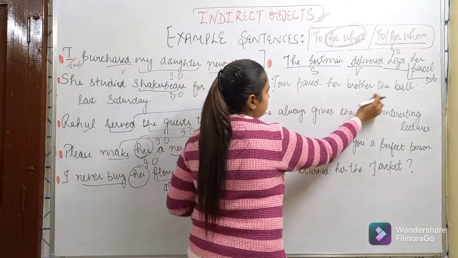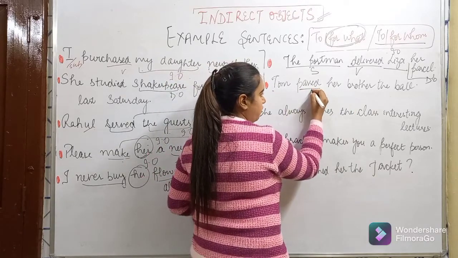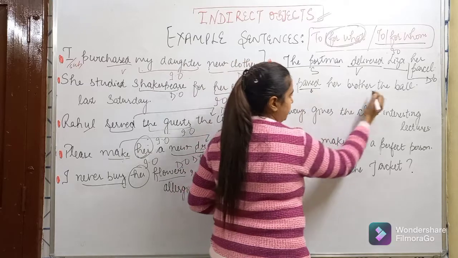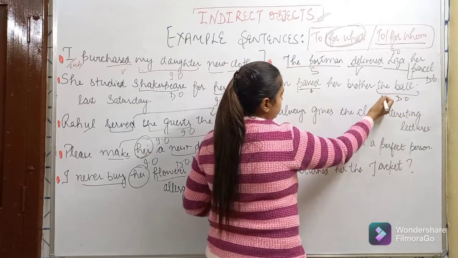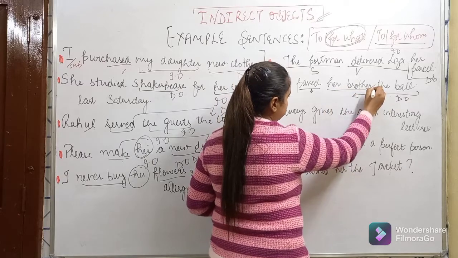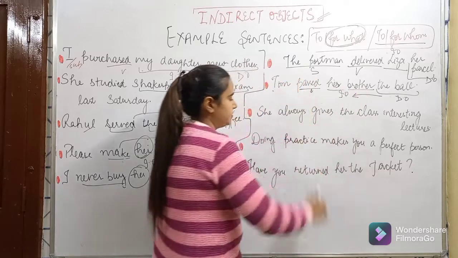Tom passed her brother the ball. Tom passed what? The action of passing is being performed on the ball. It is a direct object. And to whom was it passed? Her brother. So it is your indirect object.